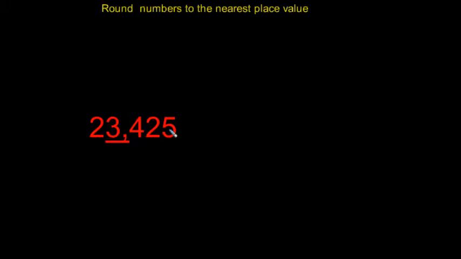5 is in ones, 2 is in tens, 4 is in hundreds, and the number that is underlined is 3, which is the thousands place value. Okay, now let's follow a rule in order to round this number 3.